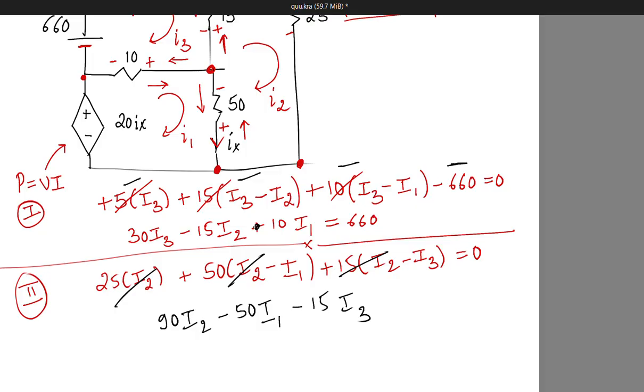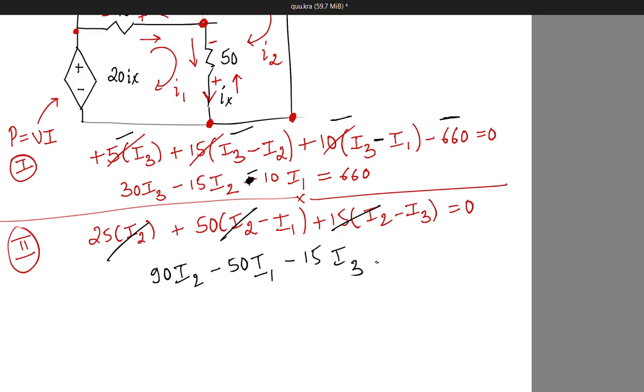And by the way, this is negative 10. I wrote that by mistake, since this is 10 and there's a negative sign here. So it's minus 10 I1. Yeah, just be careful about the signs. But I think that's about it, and this equals 0. That becomes a second equation.